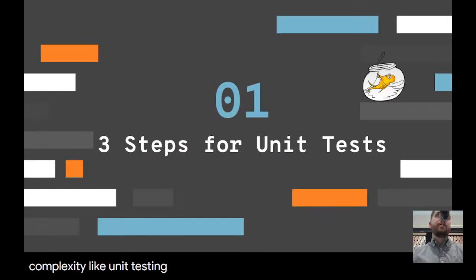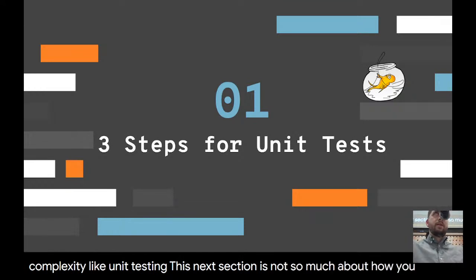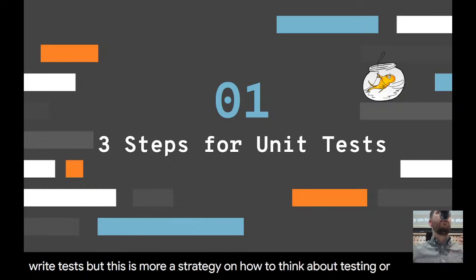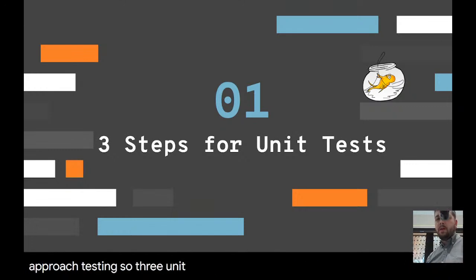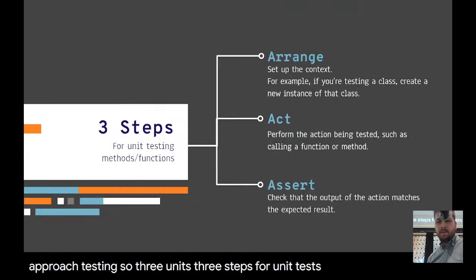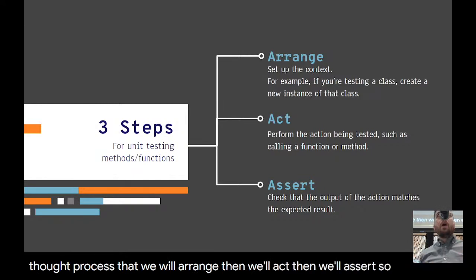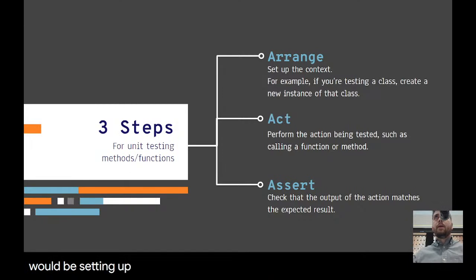So this next section is not so much about how you must write tests, but more a strategy on how to think about testing, or how to approach testing. So three steps for unit tests. There is a thought process: we will arrange, then we'll act, and then we'll assert. So arrange would be setting up the context.